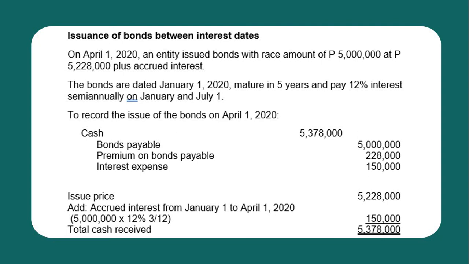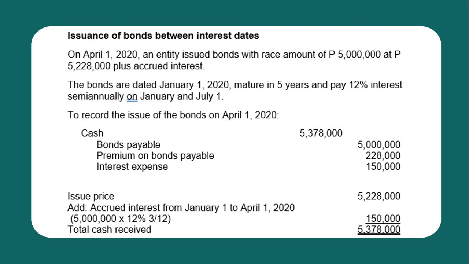Next is, what if the issuance of the bond happened between interest dates? Say, for example, the interest dates are every January 1 and July 1 of the year, but the issuance happened on April 1. So it is between interest dates. What will happen?